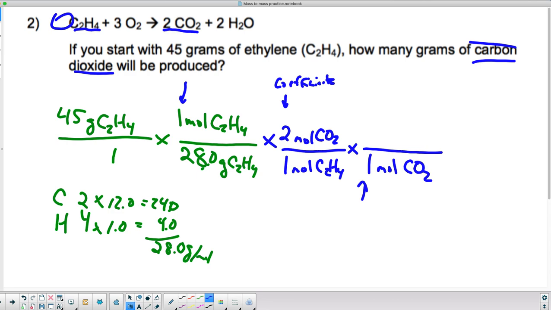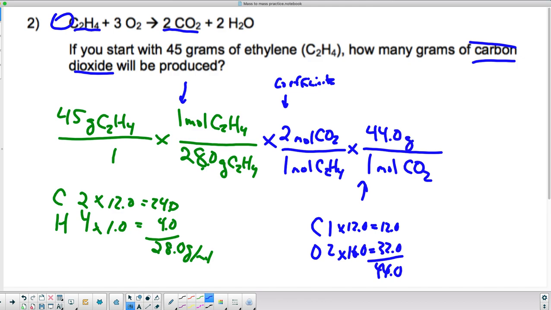So what is carbon dioxide? 1 C times 12.0, 12.0. Times 16.0 is 32.0. I add that up to get 44.0. So 44.0 grams of CO2 like that equals.